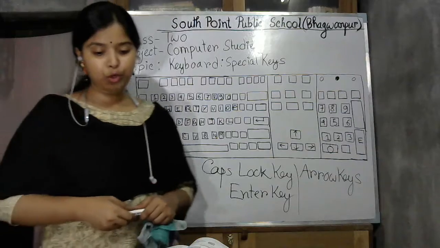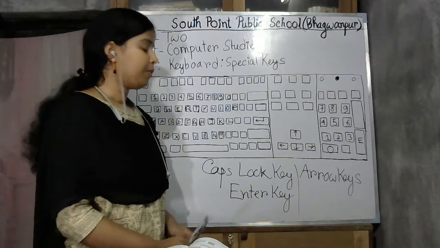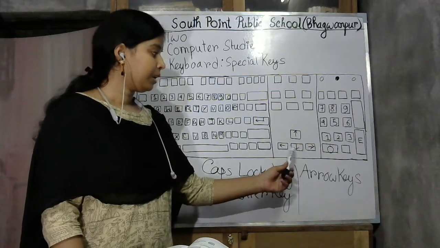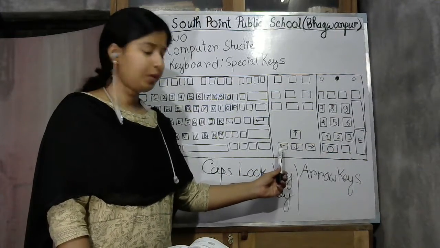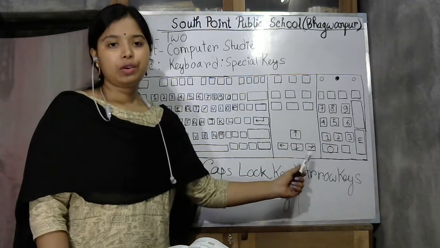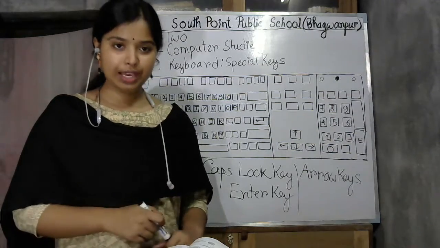If we want to move the cursor up, then we use the up arrow key. If we want to move the cursor downside, then we use the down arrow key. To go to the left side, we use the left arrow key, and to go to the right side, we use the right arrow key. So these are the functions of arrow keys.